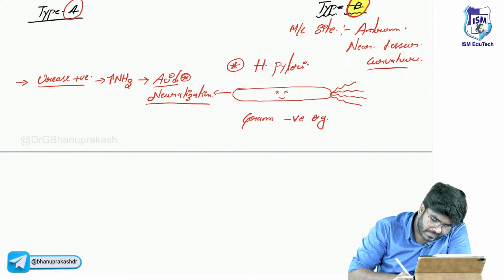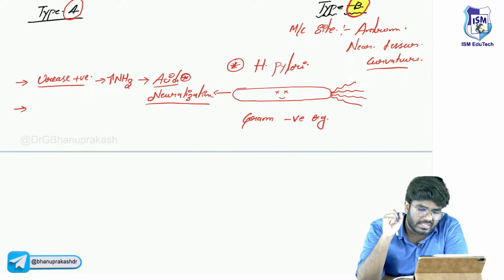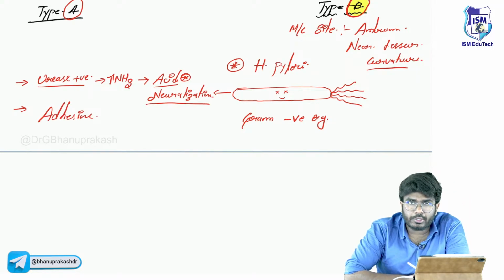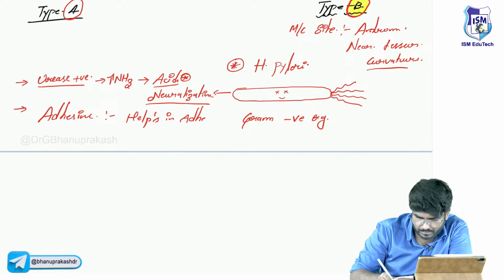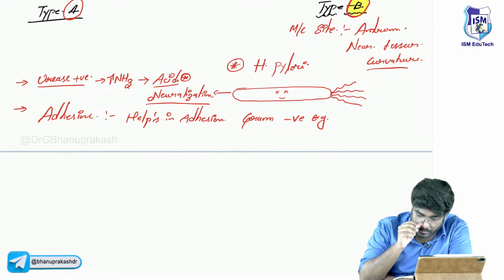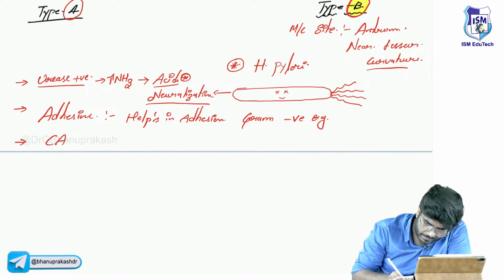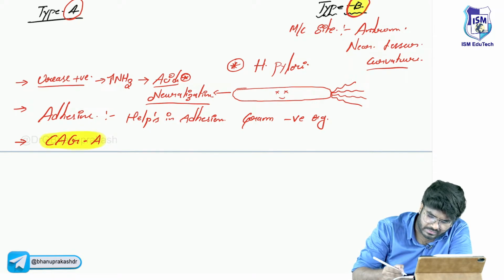Now in the stomach, it first has to adhere. This organism has to stick onto something. So it has something called adhesin. This adhesin molecule helps in adhesion to the gastric mucosa. Now, this organism produces certain toxins: CagA, as well as VacA. No need to remember the full forms.